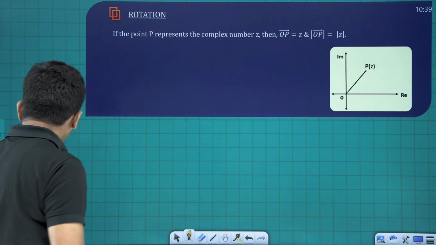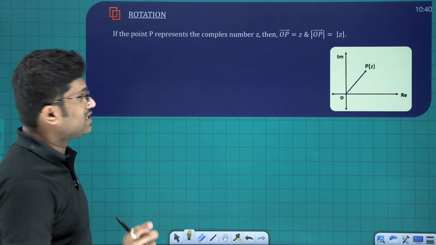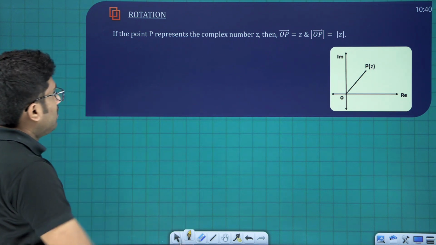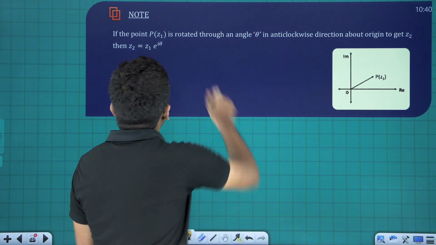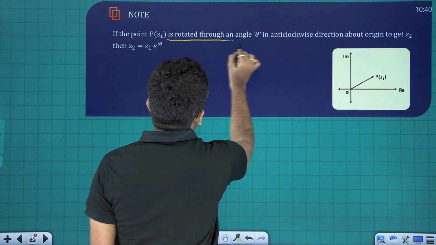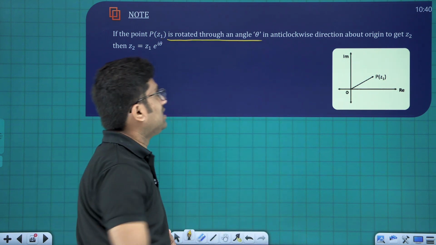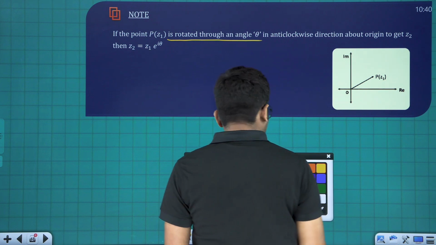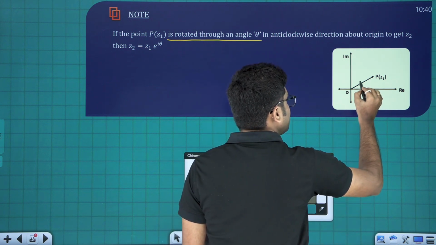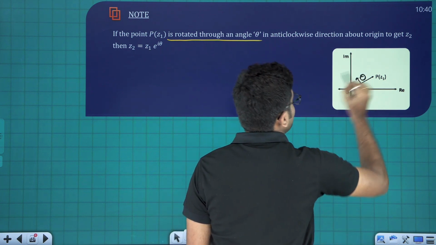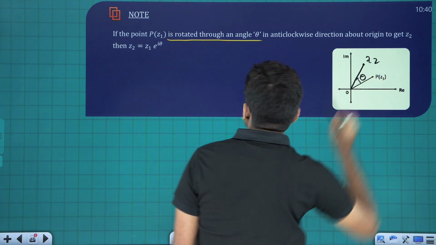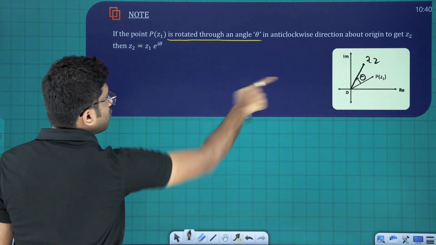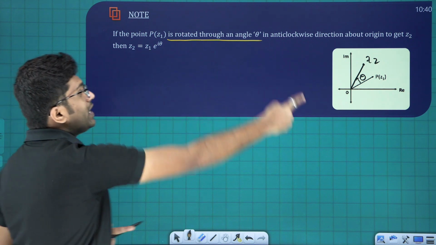Coming to rotation of complex numbers friends, if Z is any complex number and mod of Z is the length of that line segment OP, then if this point P of Z1 is rotated through an angle theta in anti-clockwise direction, let's say to get Z2, then this Z2 will be equal to Z1 into e^(i theta).